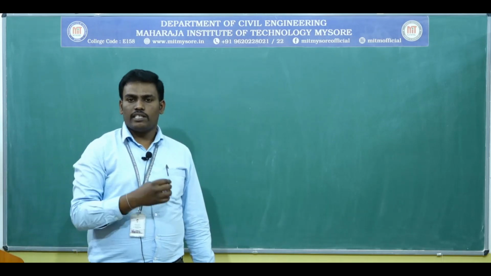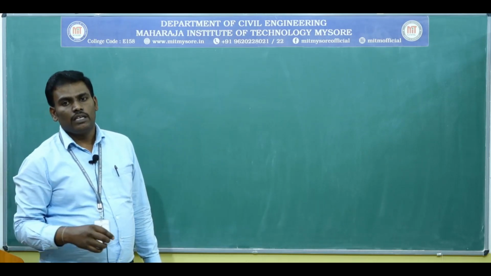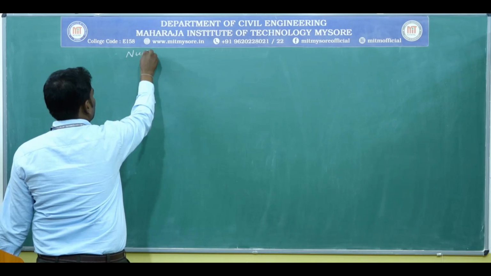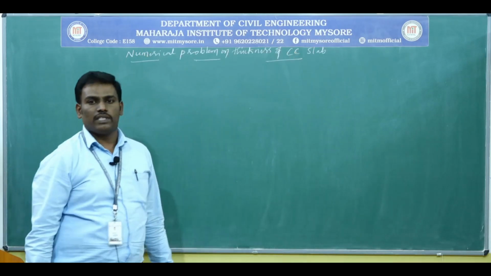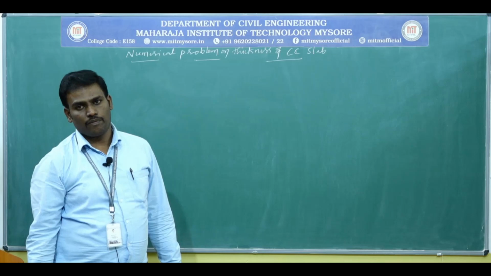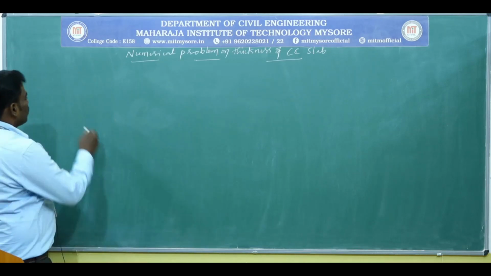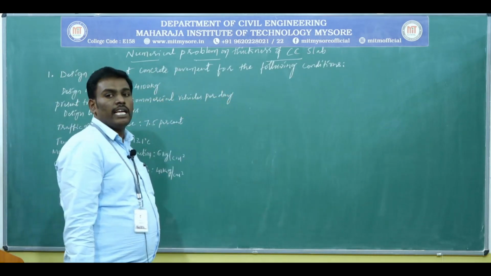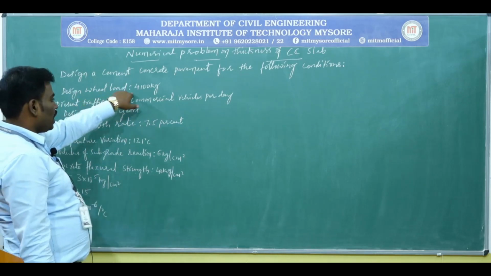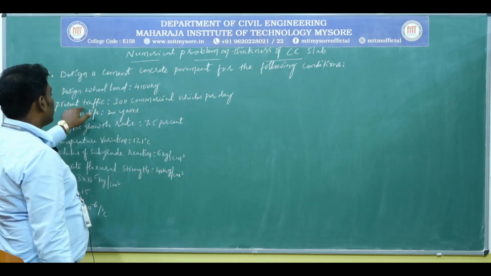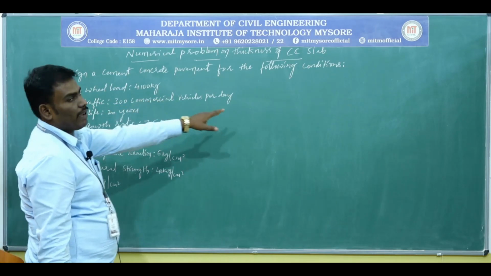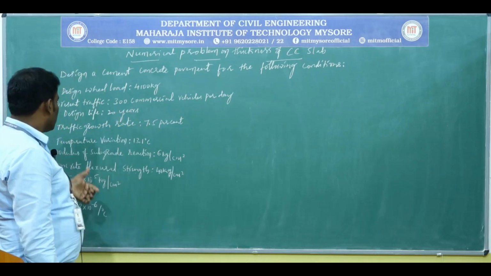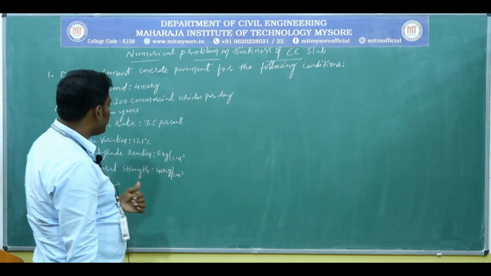Next, it is a numerical problem on thickness of CC slab, that is cement concrete slab. The first problem: design a cement concrete pavement for the following conditions. Design wheel load 4100 kg, present traffic is 300 commercial vehicles per day, that is 300 CVPD. Then design life is 20 years. Then traffic growth rate is 7.5%.